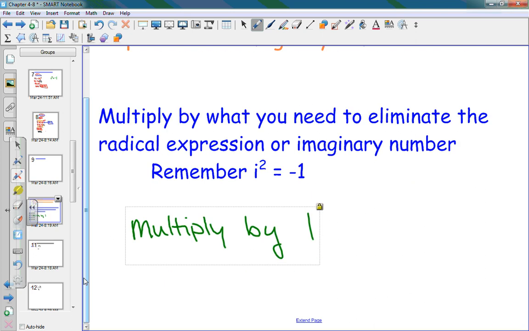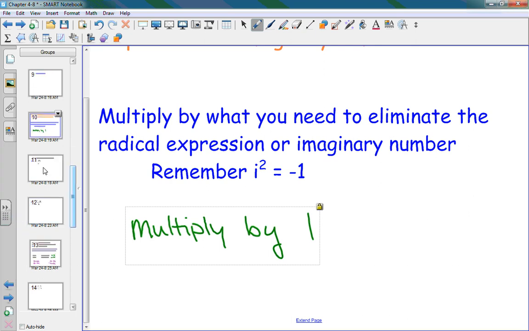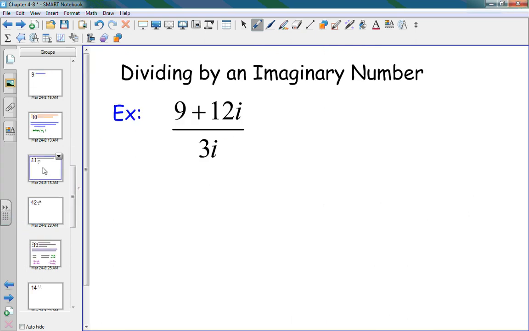Keeping in mind that you're multiplying by a value of 1. That value of 1 takes infinitely many forms. 5 over 5, x over x, 3 over 3. Or multiplying by 1 in this case can take on the form of something called a conjugate, which we will talk about here in a minute. Now, if I give you something that looks like this, I have 9 plus 12i divided by 3i. This just gives you one term that I'm dividing by, 3i.